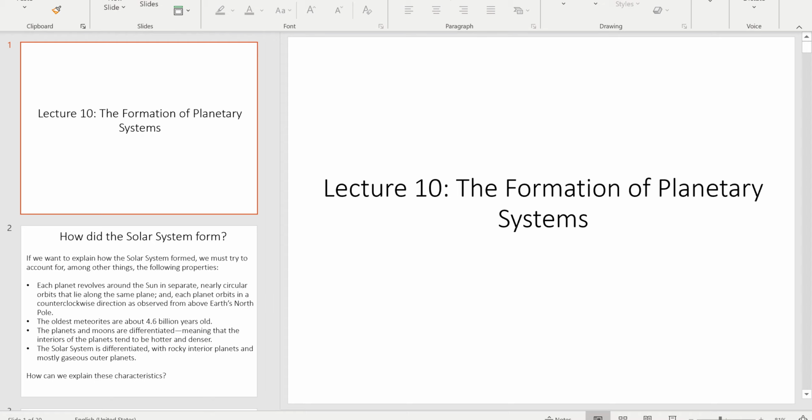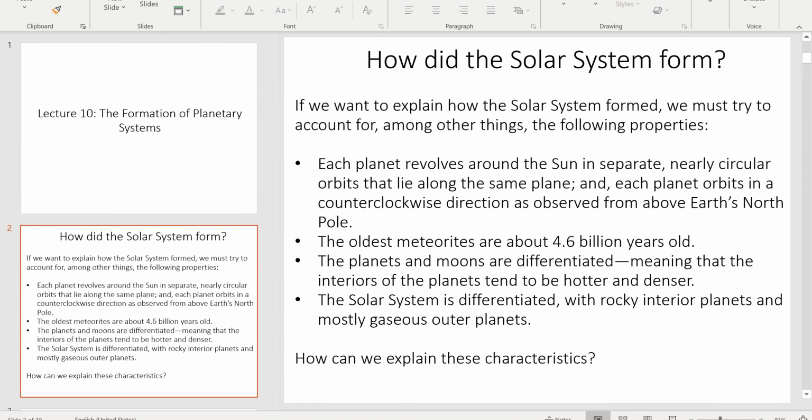If we want to understand how our solar system forms, we should first look at some of its characteristics and see if we can compile a list, particularly of characteristics that seem odd or connected together in some way. Let's talk about these four characteristics and then try to understand how we can put these together in a cohesive way to come up with an explanation for how they can be simultaneously true. The first is that each planet revolves around the Sun in separate and nearly circular orbits. All of these orbits lie in the same plane.